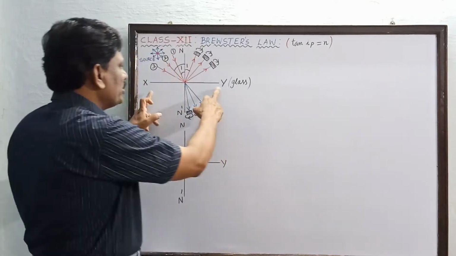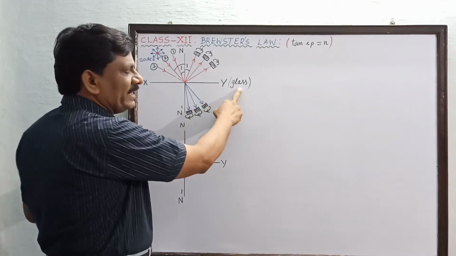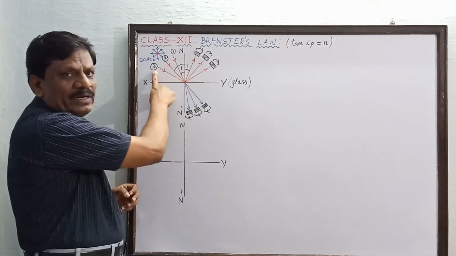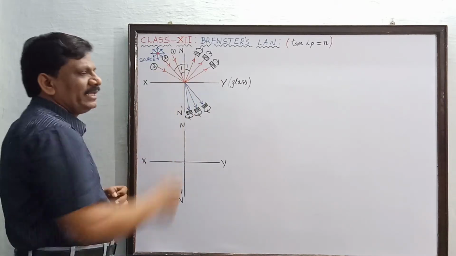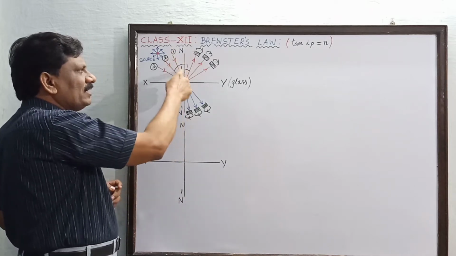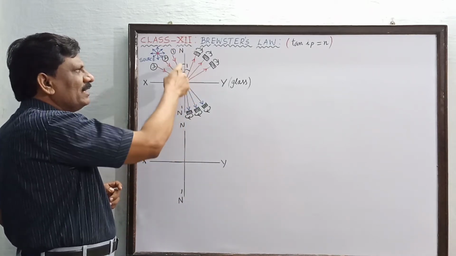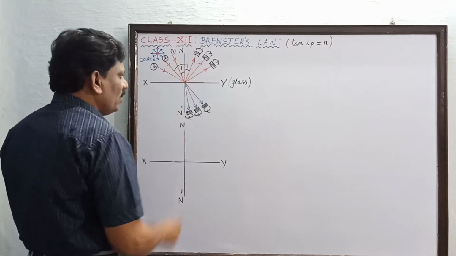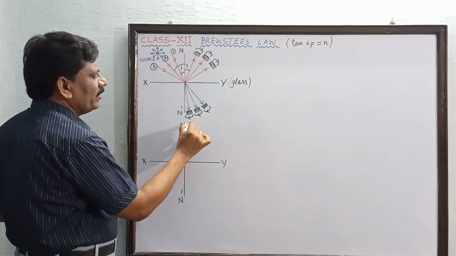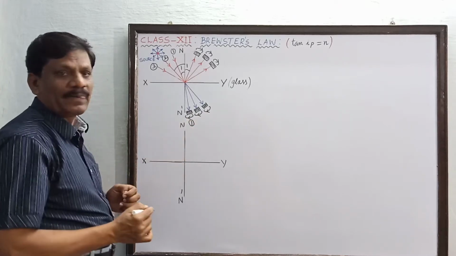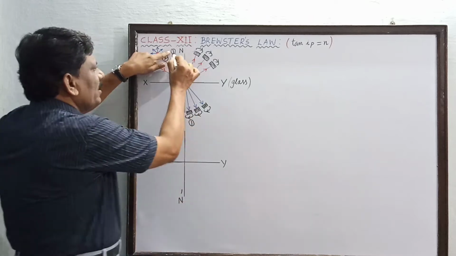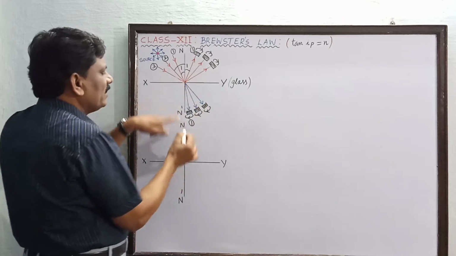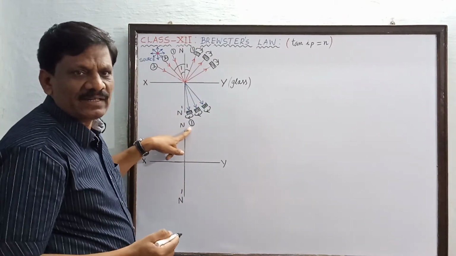I have shown in this picture, XY is the reflecting surface which is made up of glass, and different incident rays I have shown, 1, 2, 3. Initially, when a ray of light is incident at this angle, a corresponding reflected ray and one refracted ray will be available. So for the first incident ray, this is the first reflected ray and this is the first refracted ray.